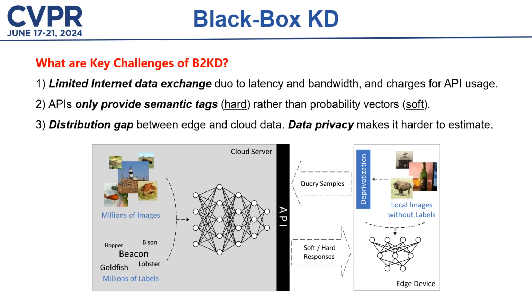Practical B2KD applications come with constraints. Limited data exchange over the internet due to latency and bandwidth restrictions is a common issue. API services, typically provided by service providers, come at a cost. Most APIs offer semantic tags instead of probability vectors. The disparity in data distribution between edge and cloud data presents a significant challenge to knowledge distillation. Data privacy concerns further complicate the estimation process.